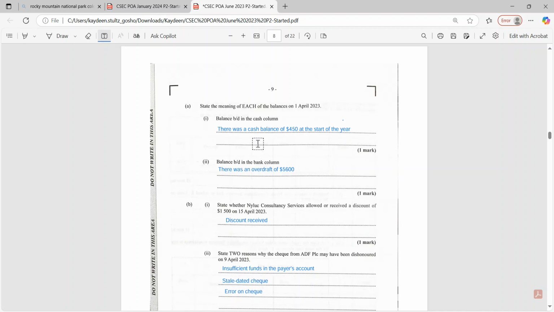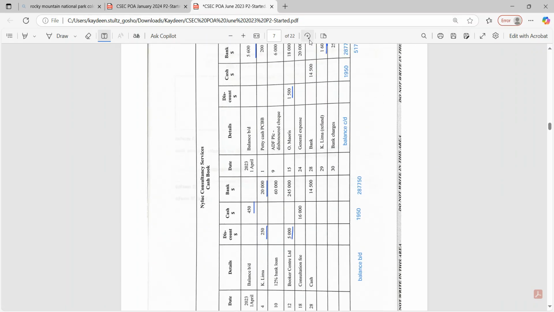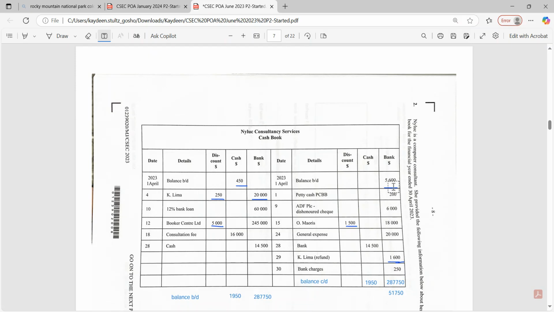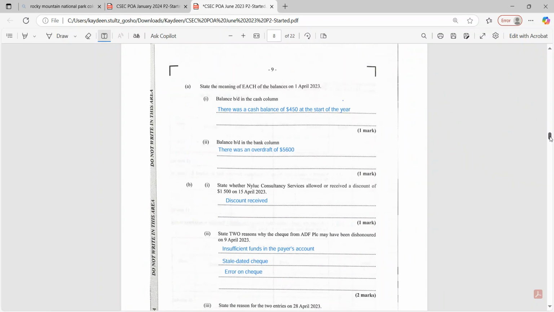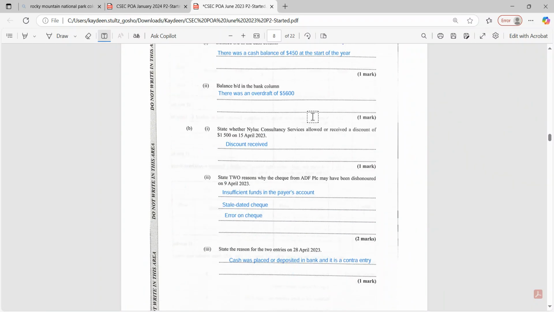All right. Balance BD in the bank column. So let us look at our balance BD. So this is our balance BD over here in the bank column. Now, once balance BD in the bank column is on our credit side, that means that there is an overdraft, right? Which means that the business took more money than it had in the bank account. And in this case, it is $5,600. So I would have said that there is an overdraft of $5,600.